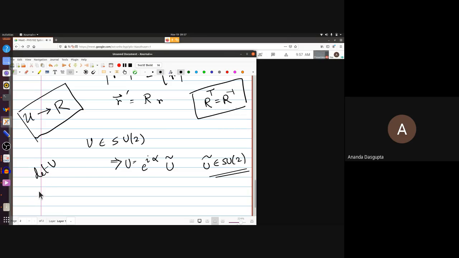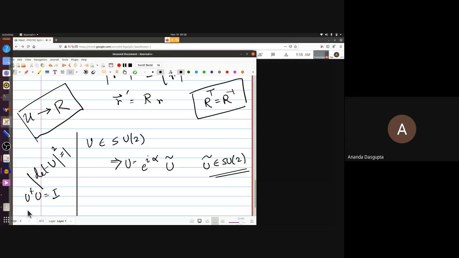And one thing that you know for sure, determinant of U must be a complex number with modulus 1. That follows from the unitarity. U dagger U is identity. Take the determinant of both sides, det U dagger is the same as det U's conjugate. So det U multiplied by det U's conjugate is 1. So det U has to be a pure phase.